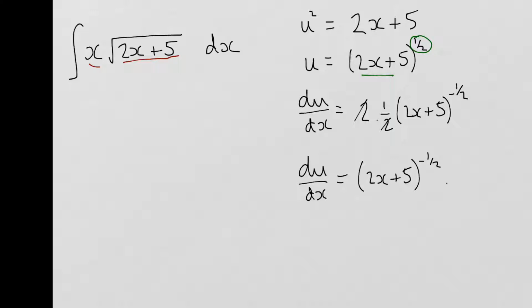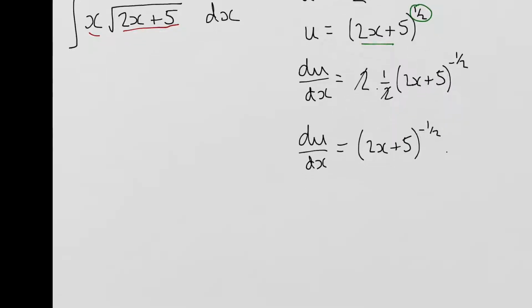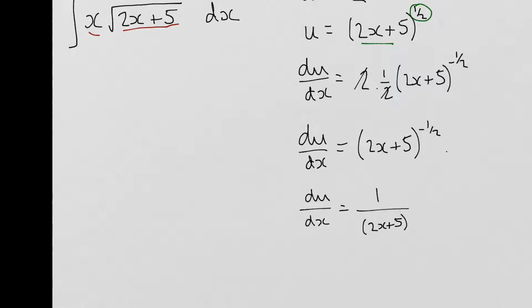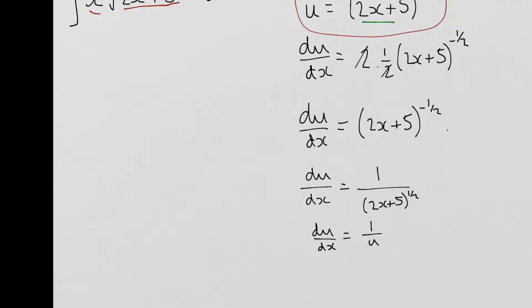There doesn't seem to be anything that we can really easily substitute here, so I'm going to need to do a little bit of work to make sure that I've got something that I can substitute so that I end up with all u's and a du at the end. So if I rearrange this a little bit, du by dx is equal to 1 over 2x plus 5 to the power of a half. And I know from earlier on, up here, that 2x plus 5 to the power of a half is the same as u. So du by dx is equal to 1 over u. Rearranging that, I get that u du is equal to dx.